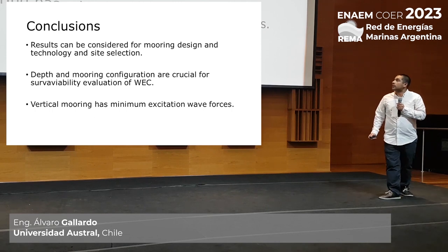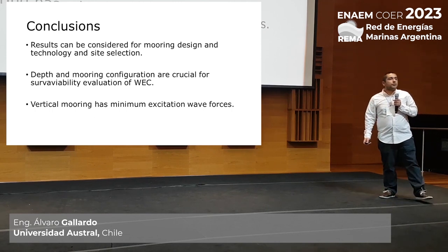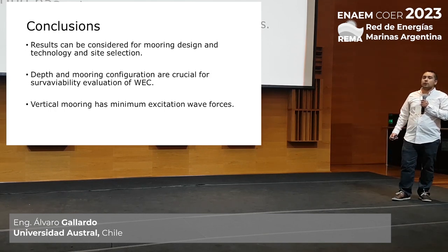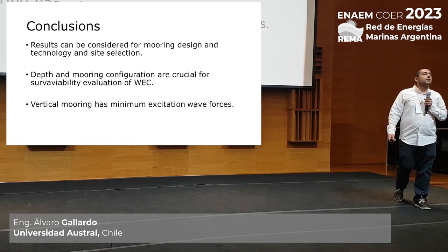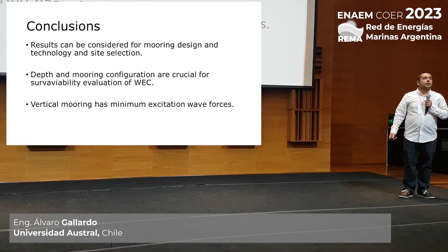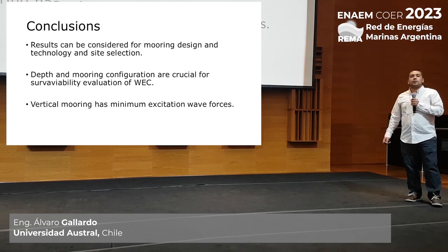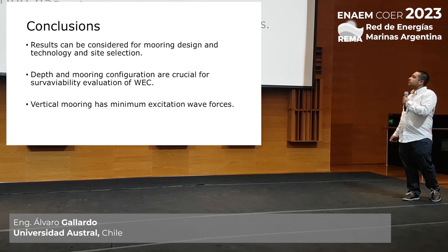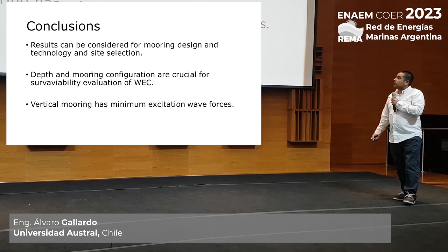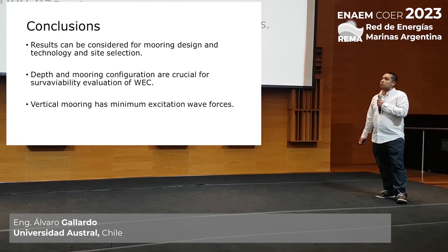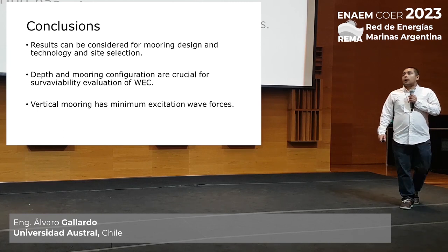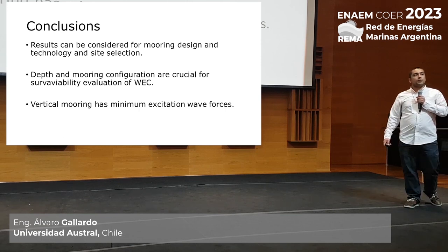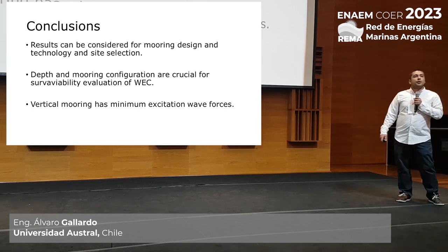Also, the maximum forces were found in the surge converter model, which was almost twice the forces measured in the case of the horizontal mooring device, if we consider the force exerted per area unit. And also, the vertical mooring configuration has an advantage over the horizontal one, because the forces exerted by the wave are minimum in those cases.